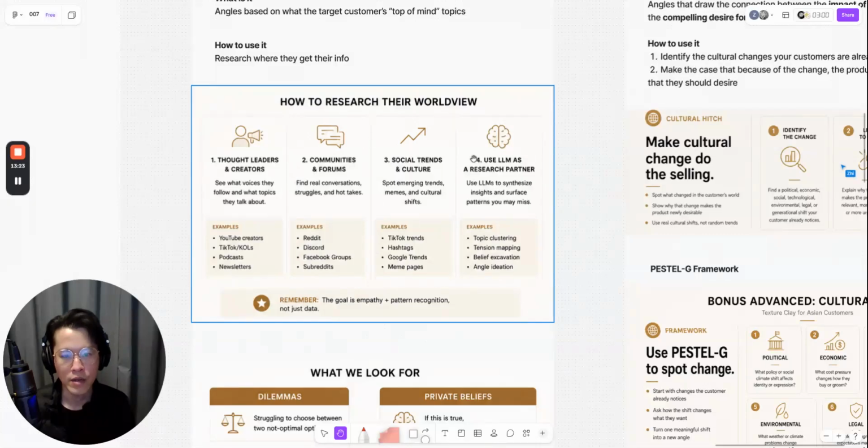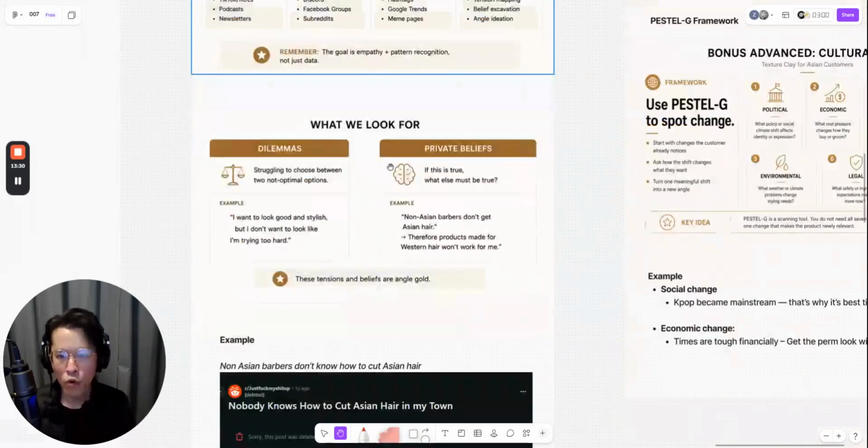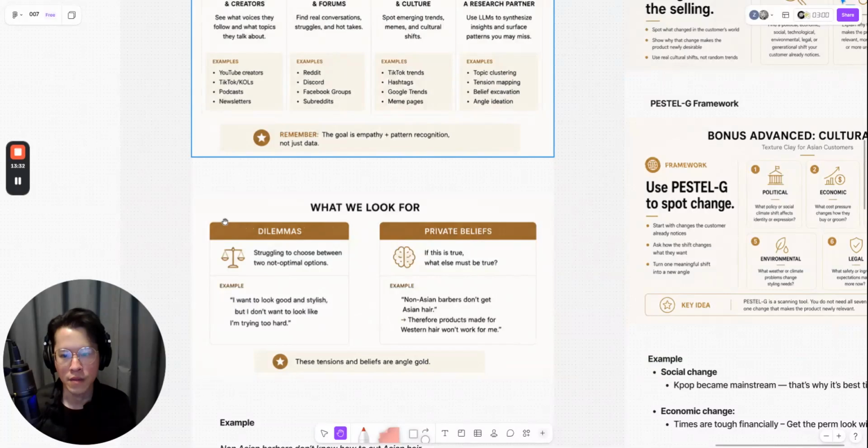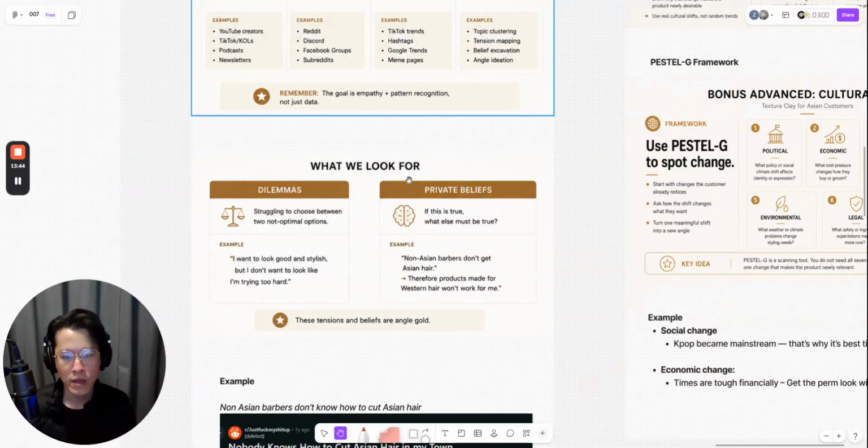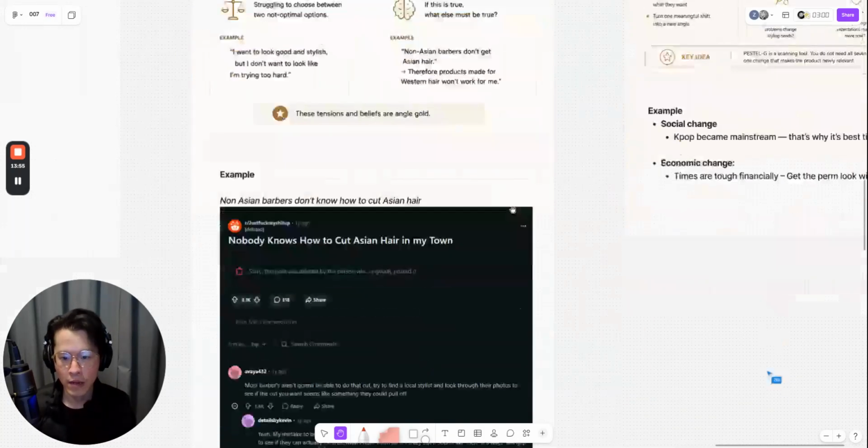And this one I'll talk about later, but lastly, you can also ask the large language models to give you some ideas. What you're specifically looking for is their dilemmas that they are experiencing, either in their lives or more specifically related to the domain. And I'll show you some examples later. The next one is private beliefs that they are actually sharing online. So private beliefs that they are keeping private in real life, but they're actually sharing online. Okay, so I'll give you some examples.